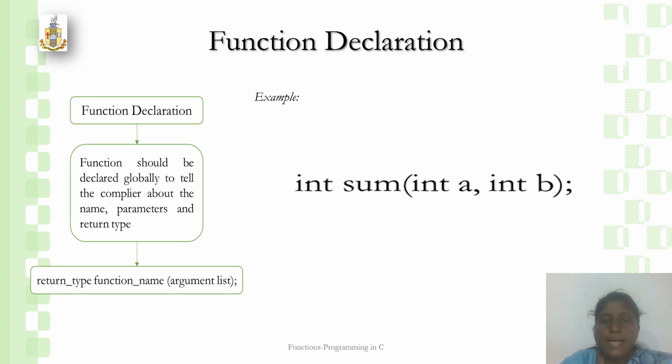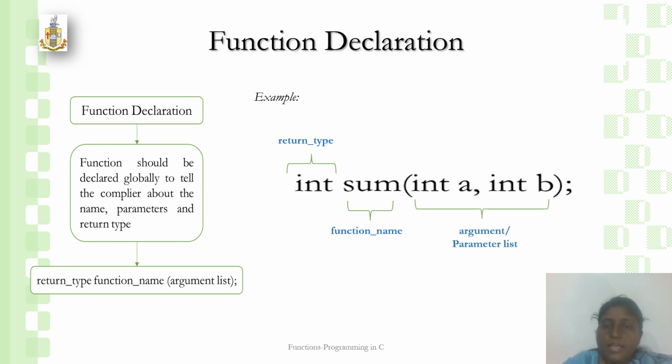And here is an example. Let's consider int sum(int a, int b). Here int represents the return type, sum represents the function name, and the elements inside the parentheses are the argument or parameter list. Each argument in the list has a type and a name. So this is the function declaration.